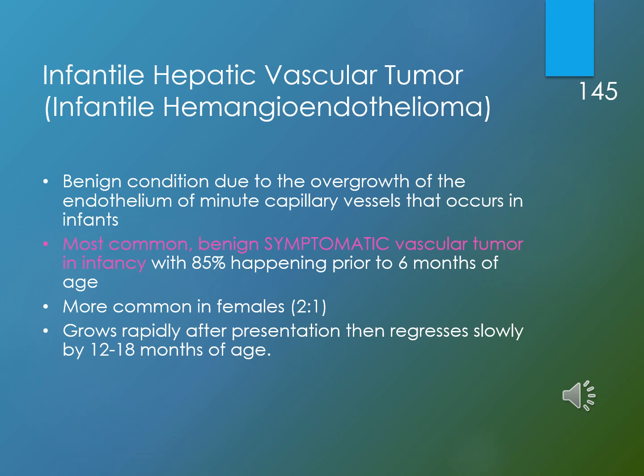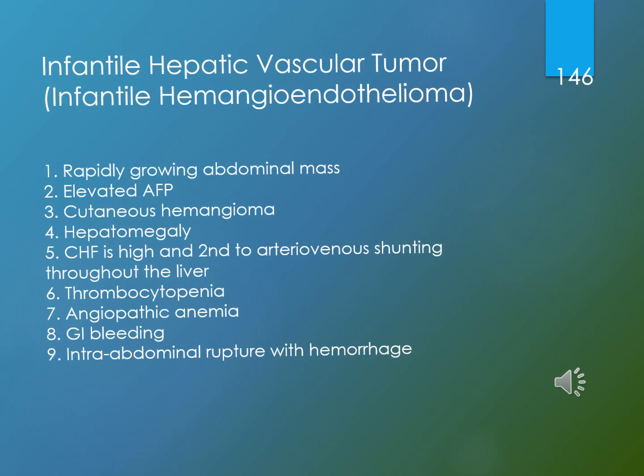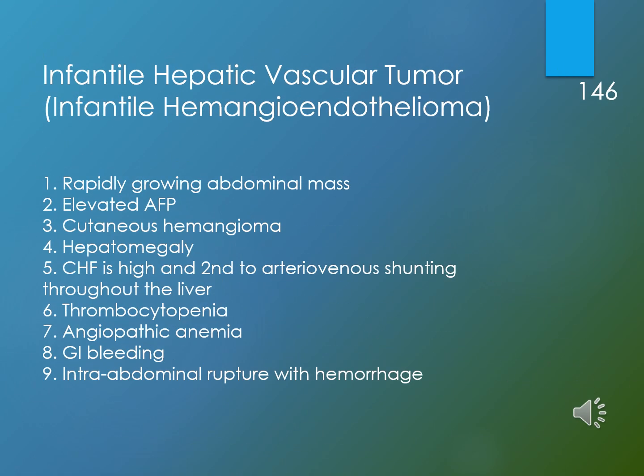It also happens to be symptomatic. It's benign, but it's sassy. It's more common in females, 2 to 1. It grows rapidly after presentation, then regresses slowly by 12 to 18 months of age. An infantile hemangioendothelioma is a rapidly growing abdominal mass. It shows elevated AFP. Only a few of our pathologies do. We will summarize those later.